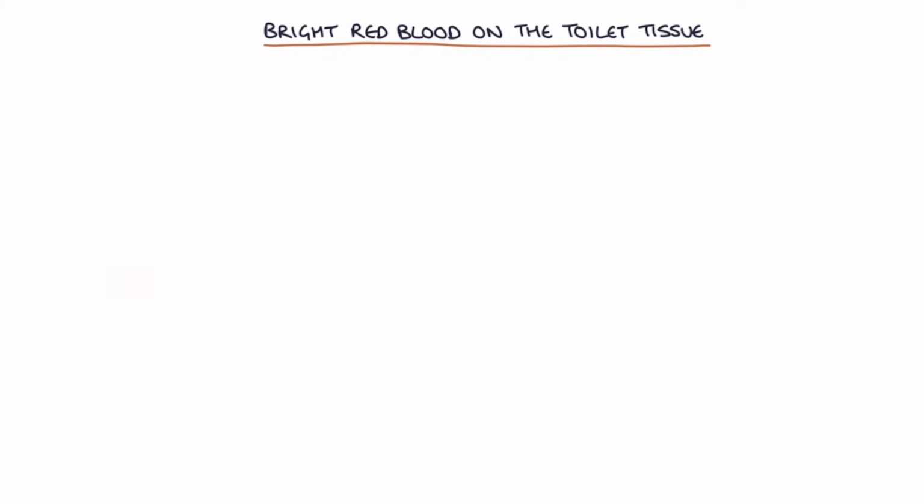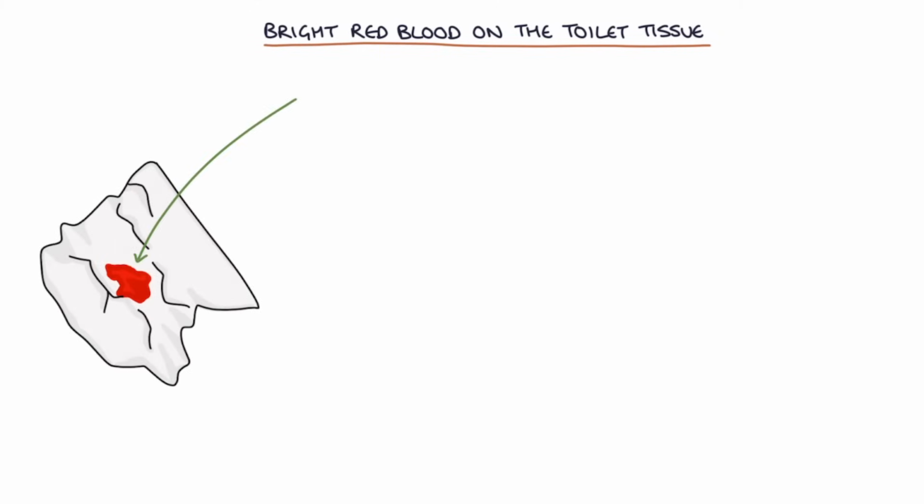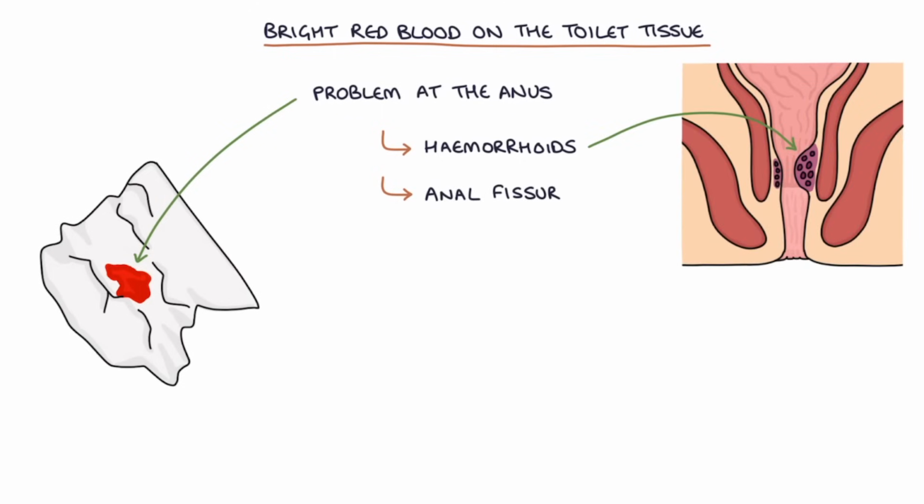Next, let's talk about the causes of bright red blood on the toilet tissue. Fresh, bright red blood seen on the toilet tissue when wiping indicates a problem right at the anus, right at the end of the gastrointestinal tract. The most likely causes of this are hemorrhoids or an anal fissure. Other potential causes to keep in mind are trauma from sexual activities, infections, and anal cancer.